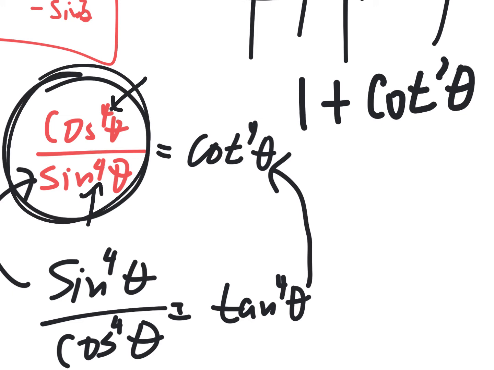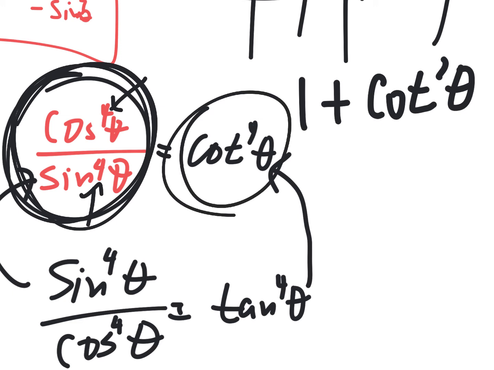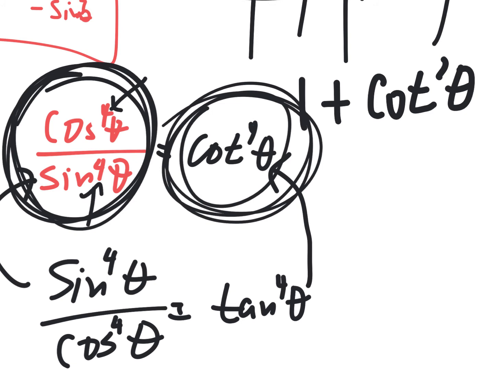So cosine over sine is like sine over cosine, except it's flipped. And sine over cosine is tangent. And so since it's flipped, that made it cotangent. With the fours kind of like cancel out or something.